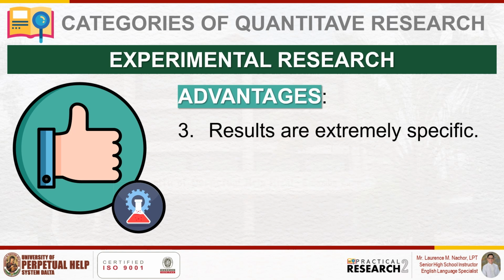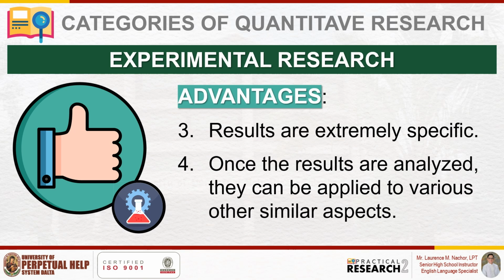Continuing the advantages, we have here, results are extremely specific. Remember, because the researcher controls the conditions and isolates variables, the outcomes are directly linked to the manipulated factor. Which variable? It's actually the independent variable. So this precision ensures that the conclusions drawn are clear and reliable. Next.